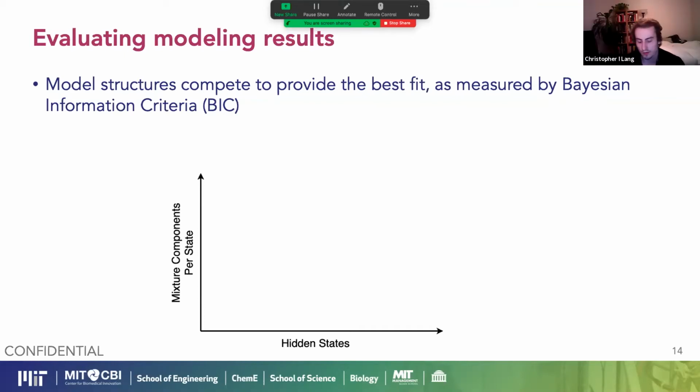When you do that, are you trying to find the number of states and also the parameters of the binomial? Yeah, so we're going to talk about that in just a second. Okay. That's actually what I'm going to talk about in this slide.